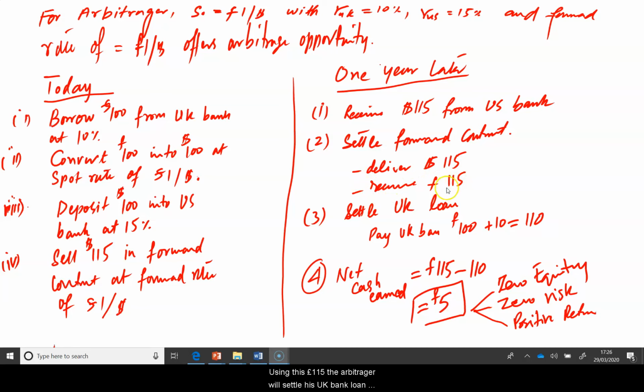Using this £115, the arbitrager will settle his UK bank loan, which is £100, but there is £10 interest on it also. So the total payment made to the UK bank will be £110. The net cash flow to the arbitrager is £115 minus £110, that is £5. Now this is arbitrage profit, which implies that the arbitrager has taken zero risk, has made zero equity investment out of pocket, and has earned positive returns.